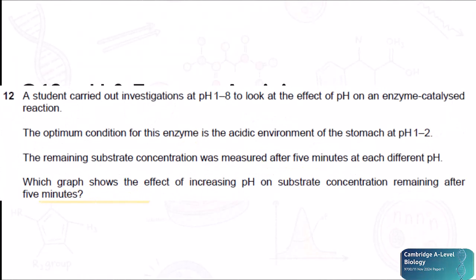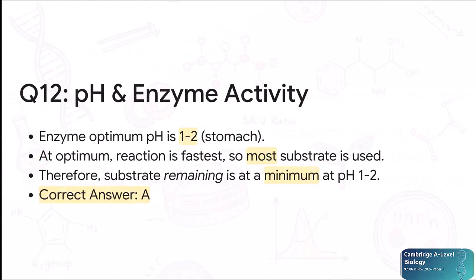Now, this looks like a standard enzyme graph, but there's a little trick here. The key is to notice we're measuring the amount of substrate that's left over. So, the question tells us the enzyme's happy place, its optimum pH, is around 1 to 2. What happens at the optimum pH? The enzyme works like crazy, right? It's at its fastest. So if it's working super fast, is it going to leave a lot of substrate behind? No way. It's going to use up the most substrate, meaning the amount remaining will be at its absolute lowest.